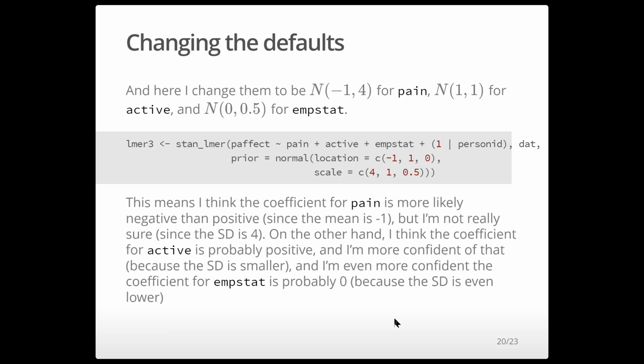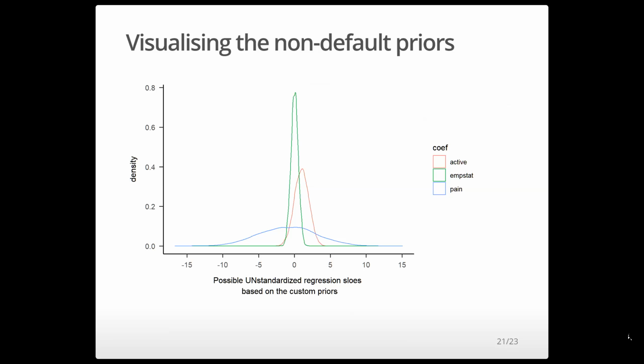So when you specify these in rstanarm, note that you just concatenate the locations together and the scales together and you do them in order. So here I have -1, 1, 0 for the locations. And then I have 4, 1, 0.5 for the scales.